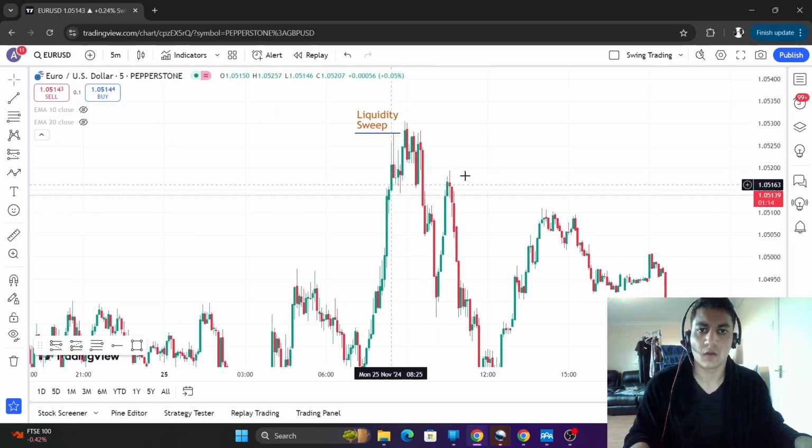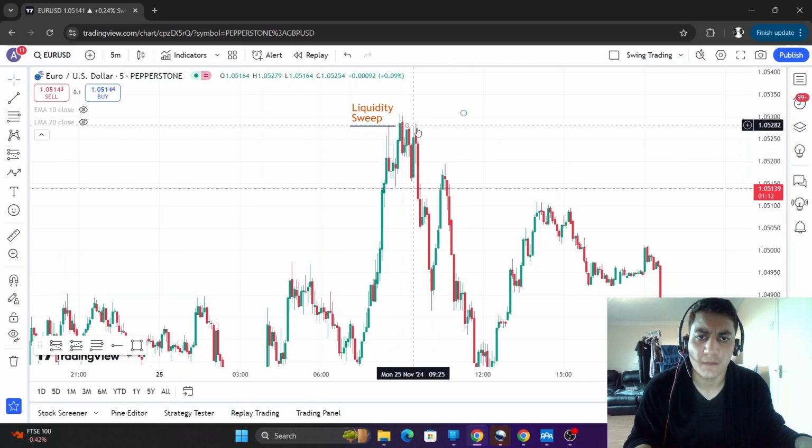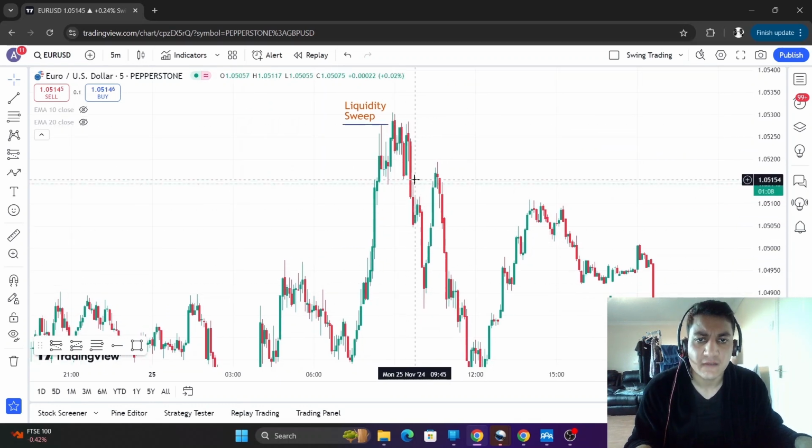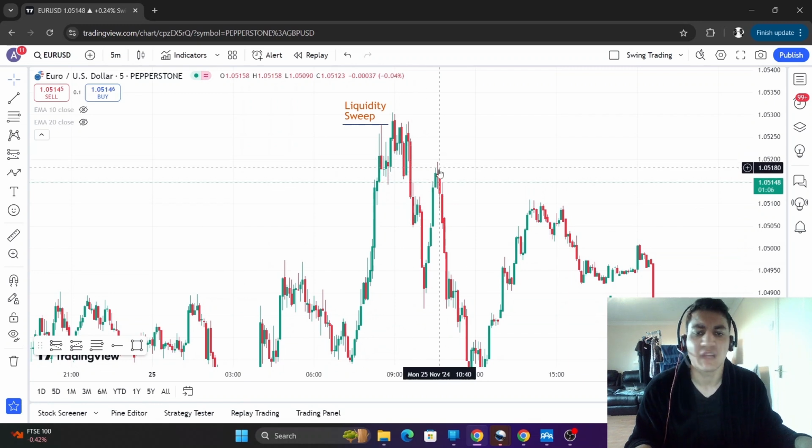So let's mark this out. We've had our liquidity sweep like this, right? Aggressive move down, a sharp, aggressive move down. We've got our big fair value gap here. You've got an order block. The entry does not matter.